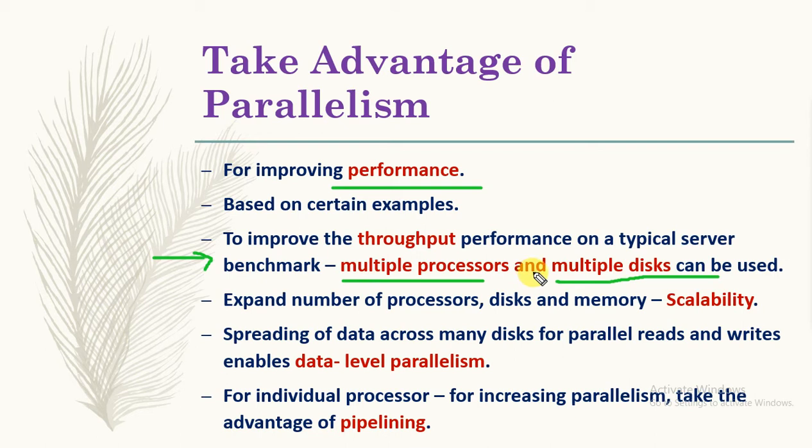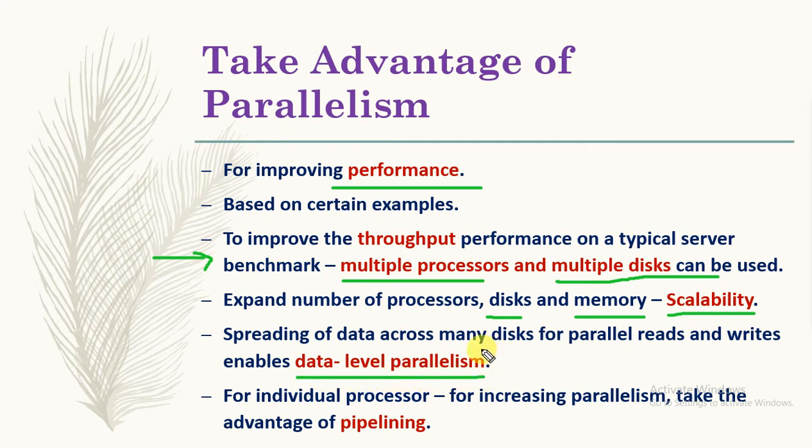These two are the most relevant and most useful parallelism mechanisms. If you expand the number of processors, disks and memory, we are actually improving the scalability. We can perform more operations, and we can deal with more data from secondary storage for huge data, and we can hold more operations within the primary memory, so that we can simultaneously execute a number of programs if we increase the size of the primary memory. Similarly, spreading data across many disks for parallel reads and writes is called data level parallelism.